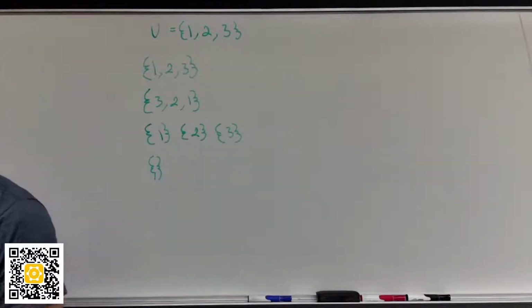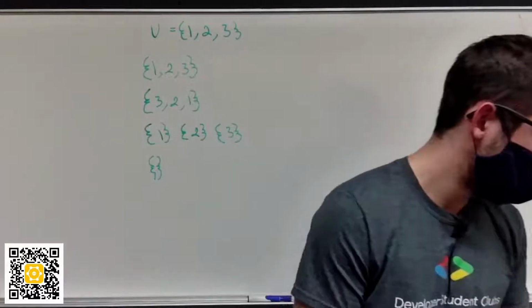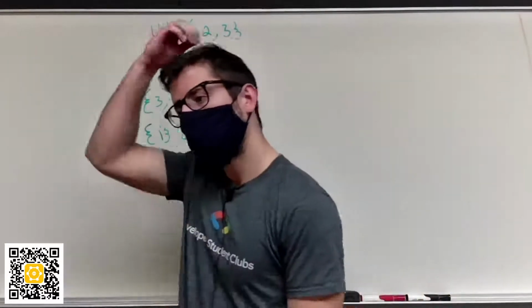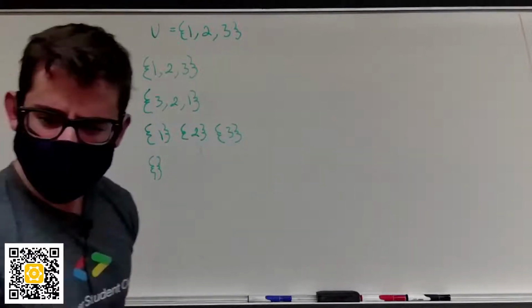Wait, are we dealing with permutations or are we dealing with all the different combinations? Because if it is permutations, they all have to have the same length. No, we want to generate all the permutation sequences. Do they all have to be the same length? Are you sure? I'm not sure anymore. Let me Google it. Does it have to be the same length?